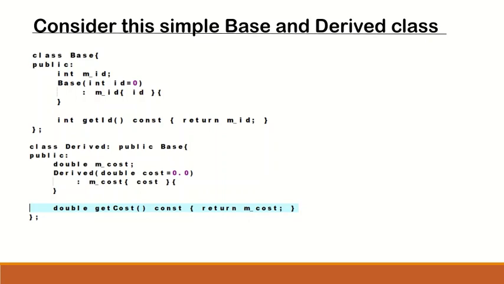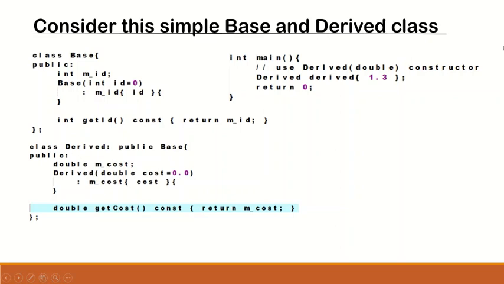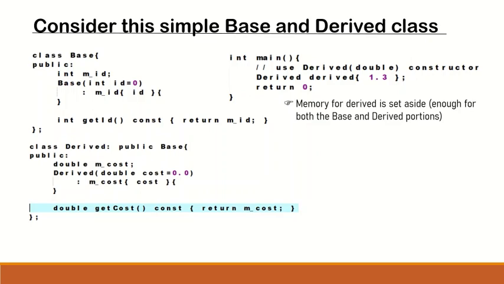Next, we are going to take the same example. Now let's see the main method. I have changed the main method here. Previously, we were creating the base class object. Now we are creating a derived class object. So what are the steps we should follow here? Step number 1, memory for derived will be created.